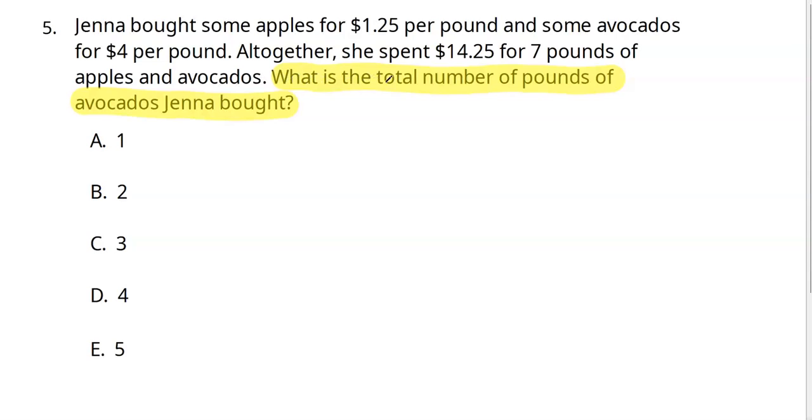It's asking for the total number of pounds of avocados Jenna bought. So now I know what my answer choices represent, right? These represent the total number of pounds of avocados. So this would be 1 pound of avocados. I'm going to write that over here so I know what my answer choices represent. Pounds of avocados.